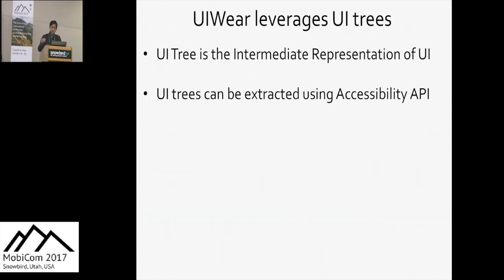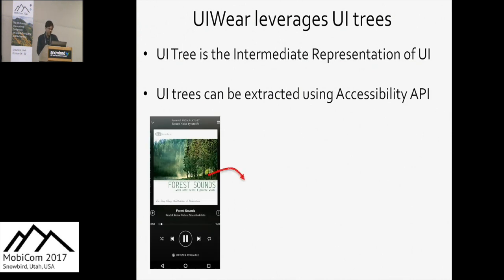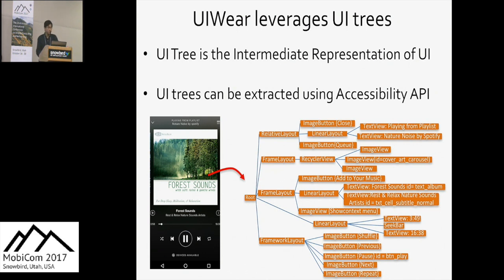Our idea is leveraging the UI tree. The UI tree is actually the intermediate representation of the UI, and most operating systems use this UI tree to represent their UI. And this is an example of the UI tree. You can see that the UI tree covers all kinds of meta information, like textual information or location. And the UI tree can be extracted by using the Accessibility API. The Accessibility API was originally designed for the visually impaired.